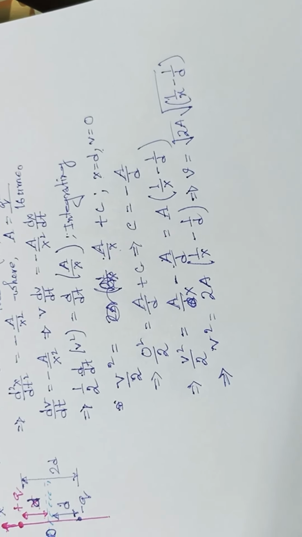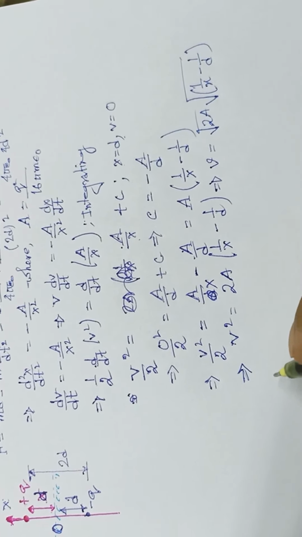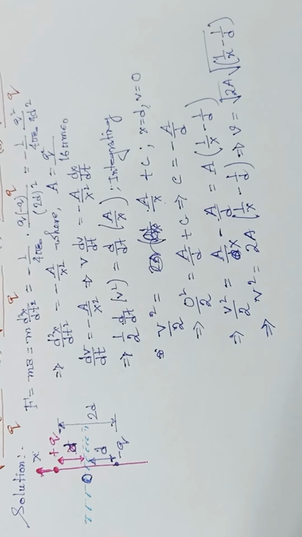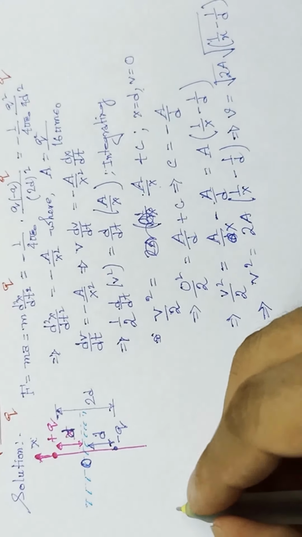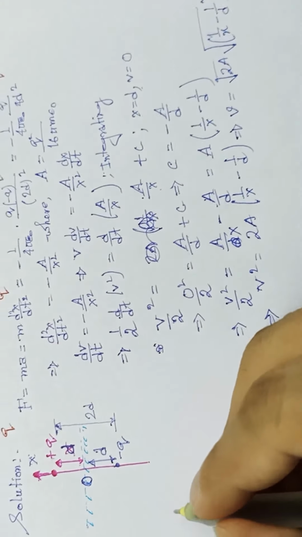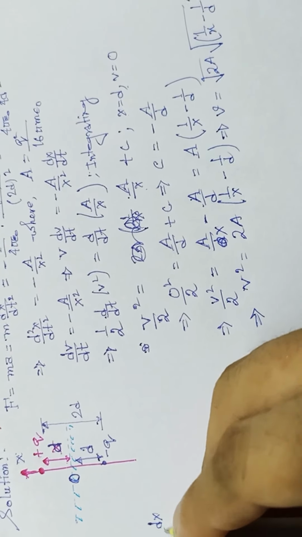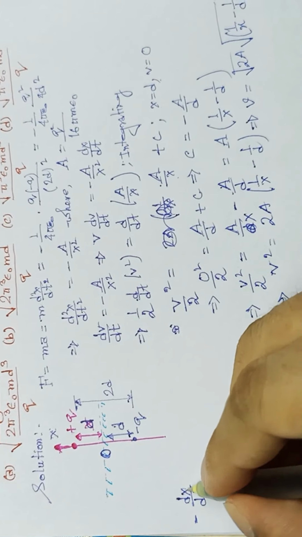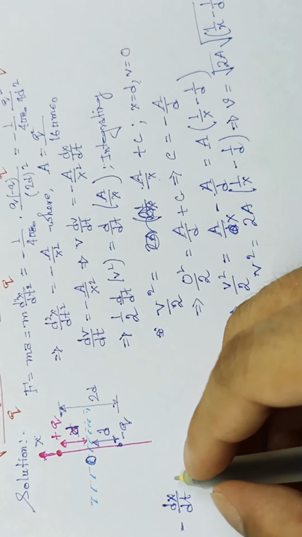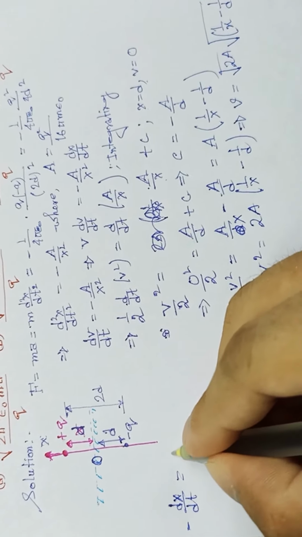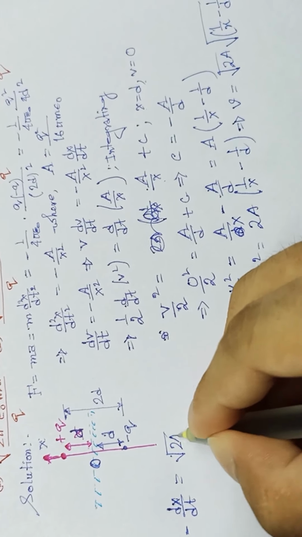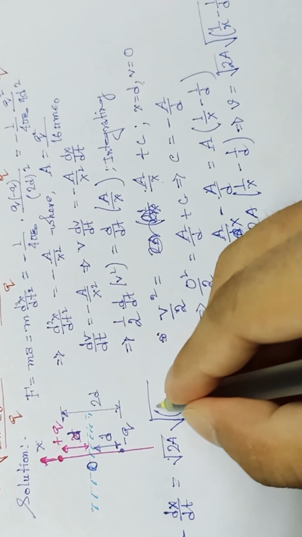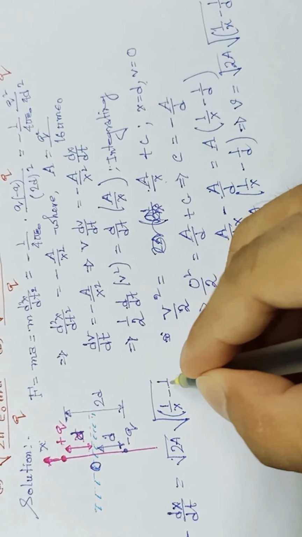Now v is nothing but the rate of change of velocity, therefore we can write this v term as dx with respect to dt, but the motion is in the negative direction, therefore we can write minus dx with respect to dt is equal to root 2a under root 1 divided by x minus 1 divided by d.